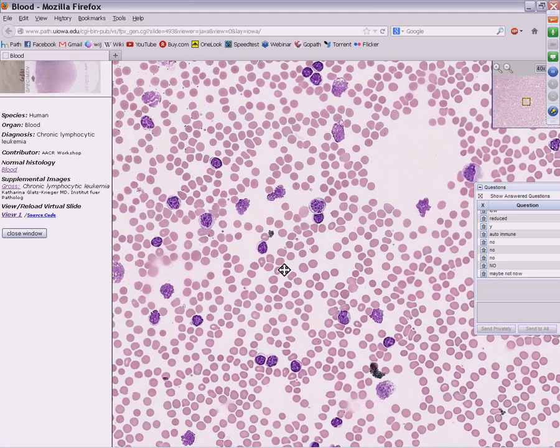Does that look like a perfectly normal lymphocyte?